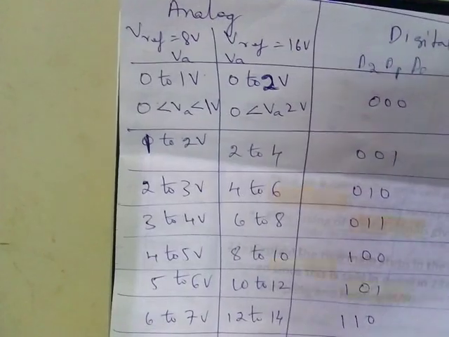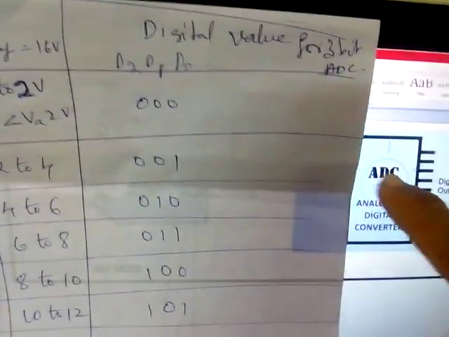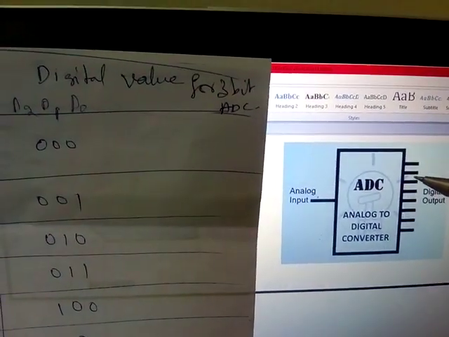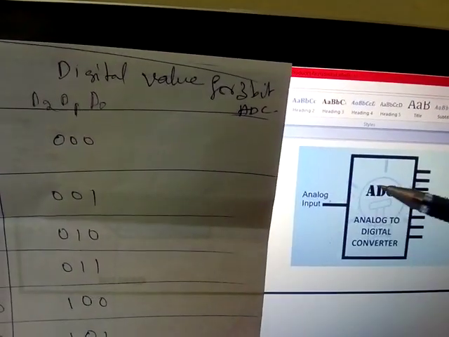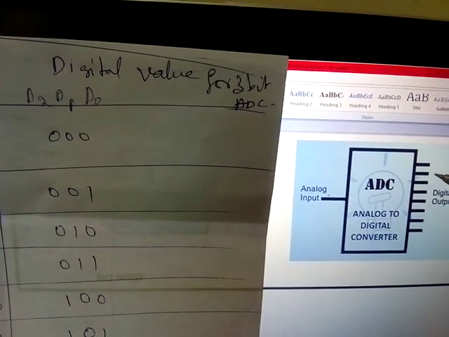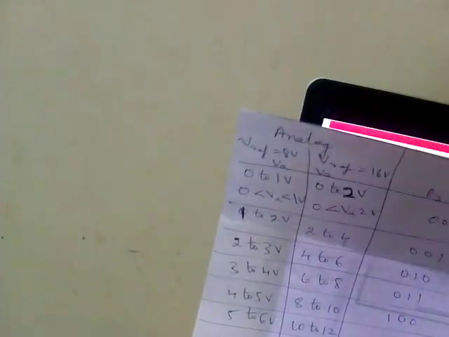Here 000 means you will get 0 volt, 0 volt, 0 volt. 010 means 0 volt, 5 volt, 0 volt, because 1 means 5 volt, you know that, for TTL logic.